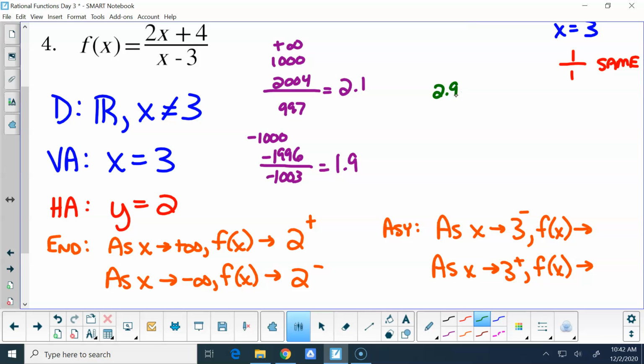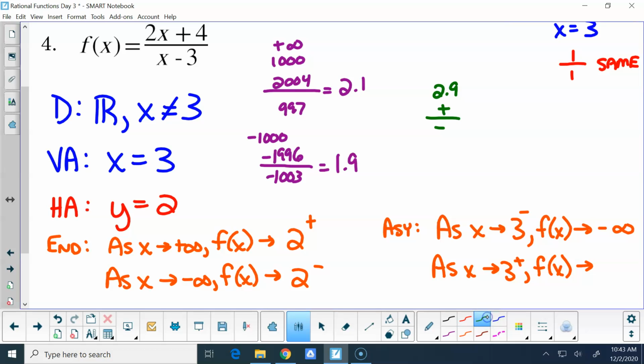2.9 times 2 is going to be positive, plus 4, still going to be positive. 2.9 minus 3, that's going to be negative. So this one is going to go to negative infinity. Yep, just for x, plug in the 2.9. And here, we can go positives and negatives, because the closer we get to 3, the smaller that bottom, the denominator, is going to be.